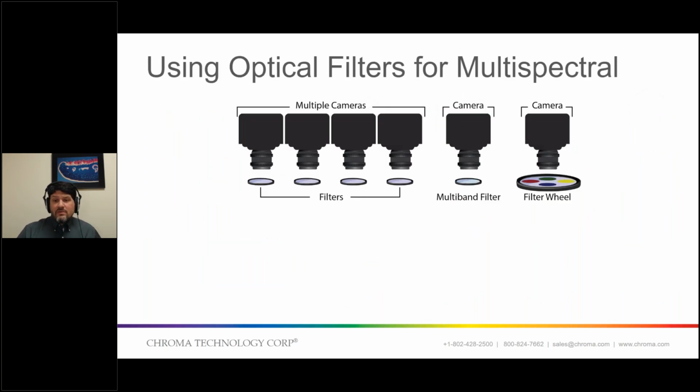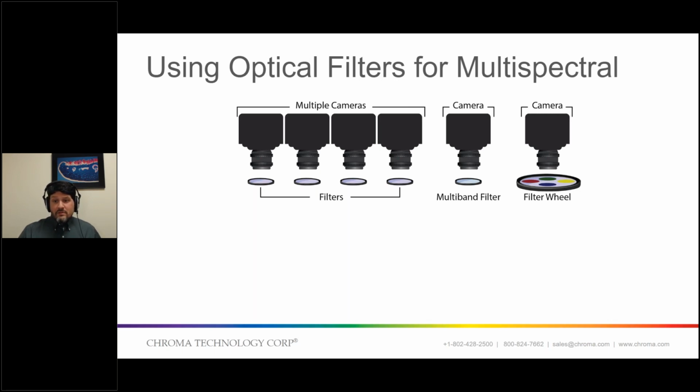Here's a few of the multispectral approaches that use filters. In one case, you could have multiple cameras, each one with its own filter. You could have a camera with a multi-band filter. So that's a filter that transmits more than one band. It transmits, for example, 4 bands if it's a quad band filter. Another technique would be to use a filter wheel in front of a camera.